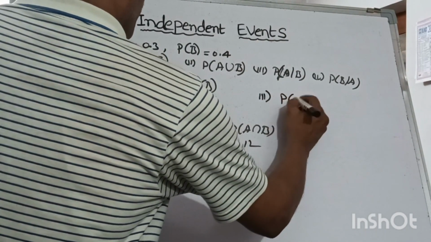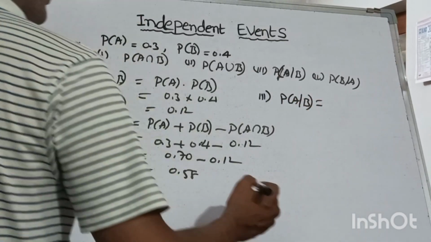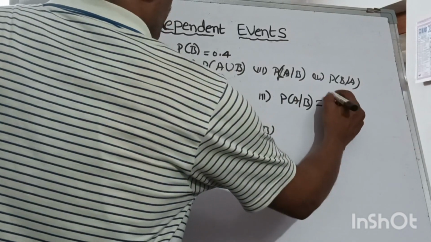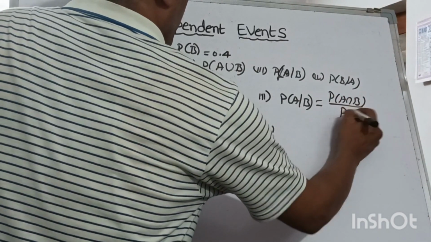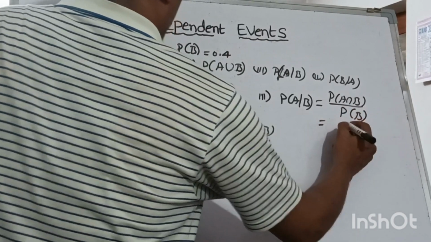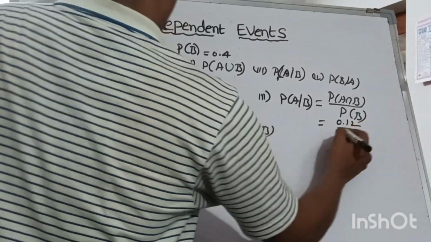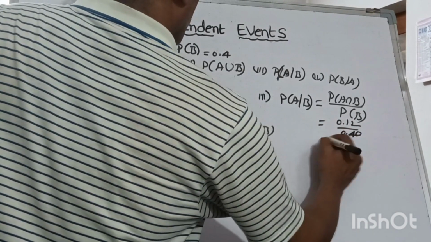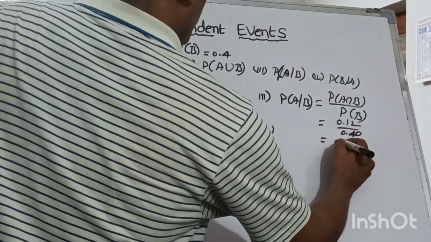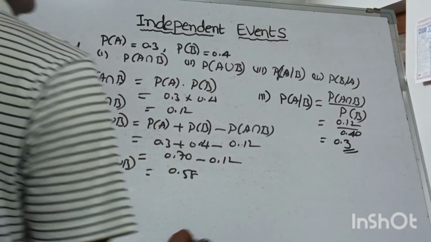So the conditional probability of event A given B has occurred. We already know in conditional probability, this is equal to probability of A intersection B by probability of B. Probability of A intersection B is 0.12 by probability of B, 0.40. So on dividing, we get 0.3.